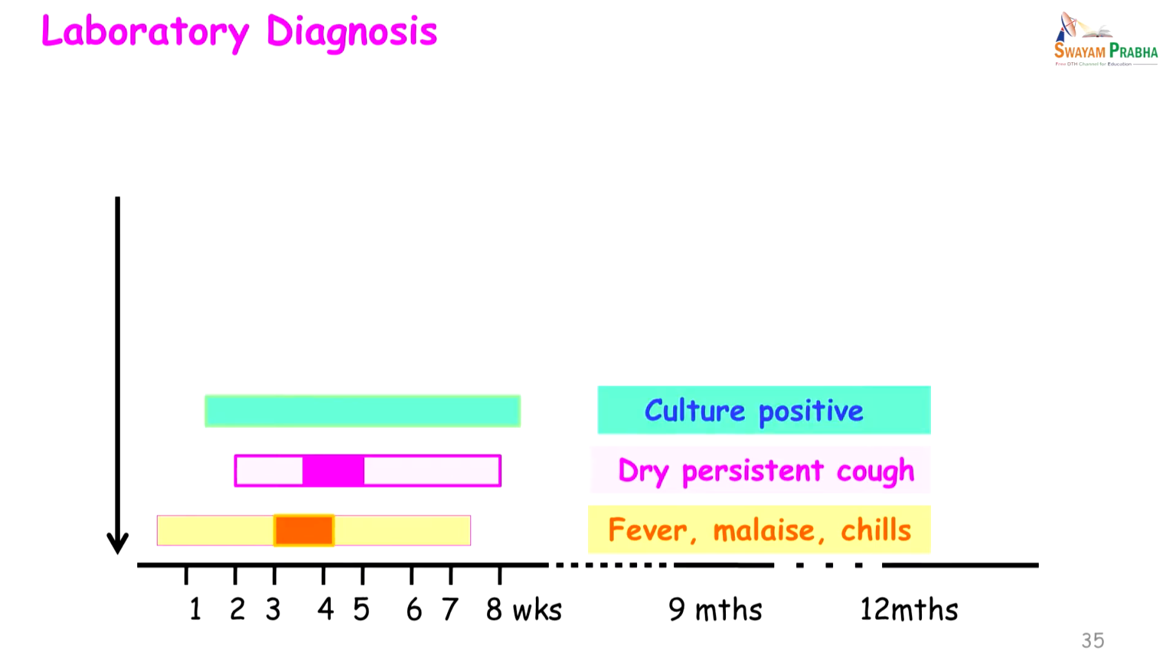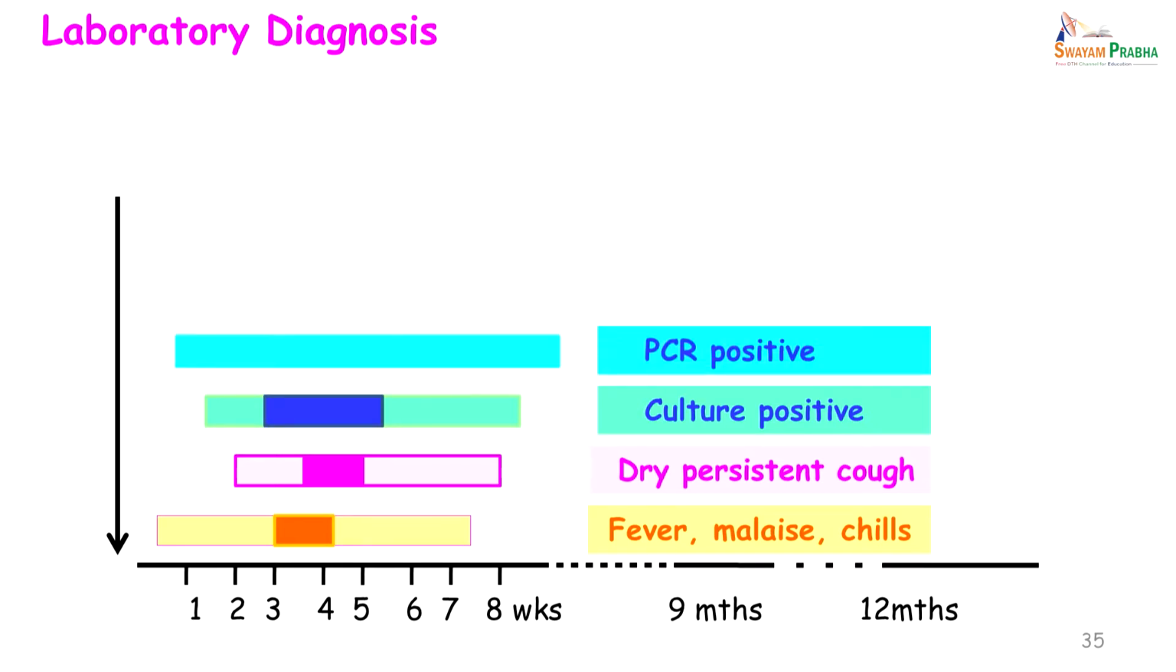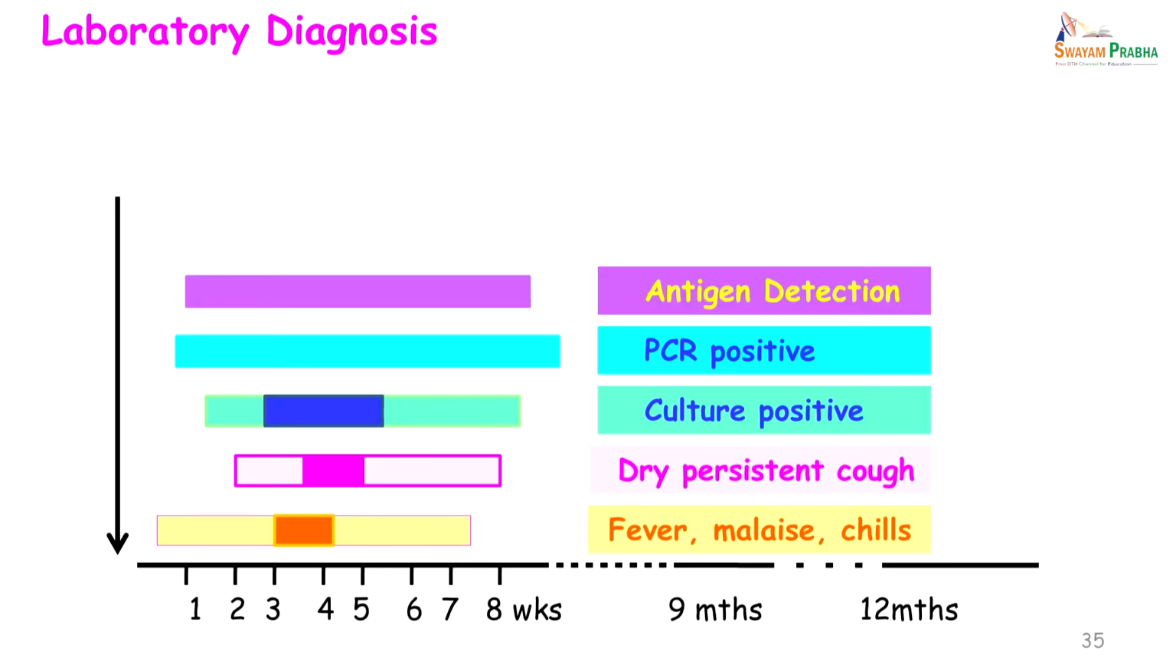So, the patient is culture positive from about 1.5 weeks to about 8 weeks, with the maximum being from 3 to 5 weeks. PCR is positive right from the beginning of the infection till almost 8 weeks. Antigen detection is also seen during this period.